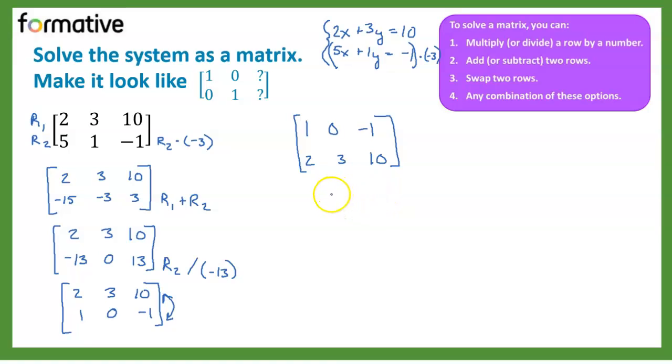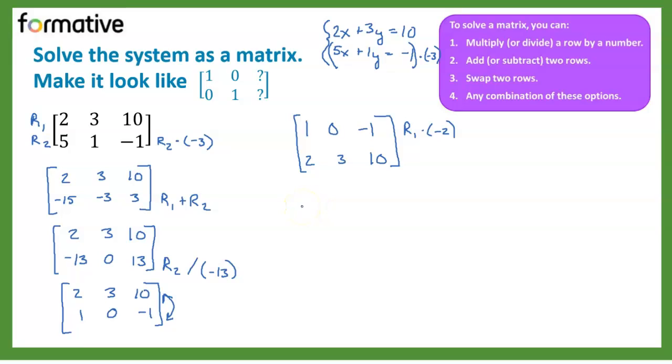So now we need to figure out how to get rid of this 2, right? We want it to be a 0. So we need to do something to get that to become a 0. We have the option of multiplying or dividing a row by a number, adding or subtracting 2 rows. Well, if we multiplied this equation by -2, we'd get a -2 there, and then those would cancel if we added them together. So let's try that. Let's do R1 times -2.